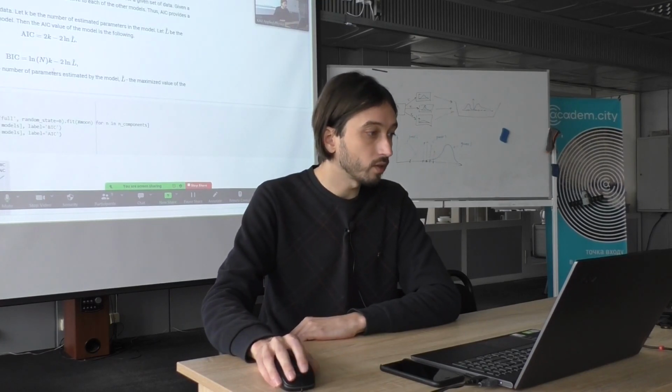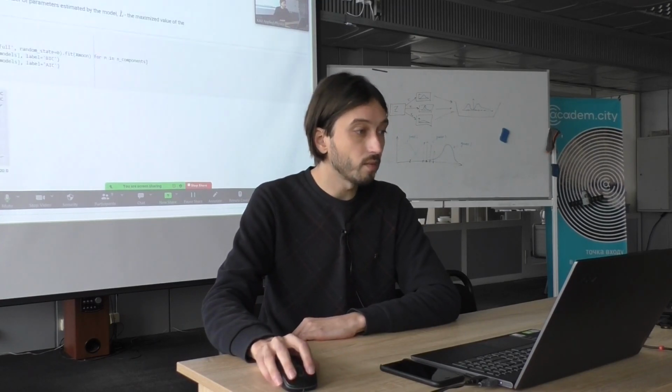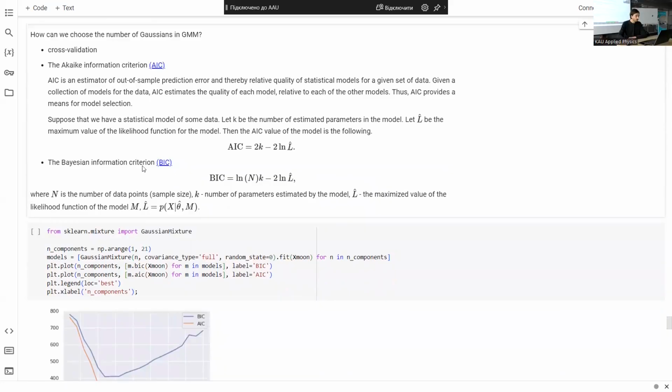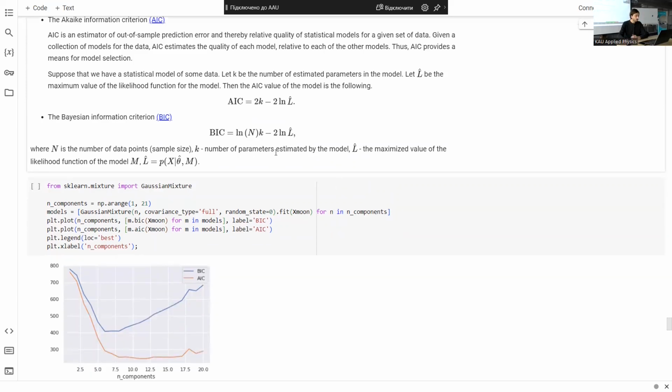And criterion number 2 is the Bayesian information criterion. Here I have links for you, so you can check, for example, Wikipedia for more details. But the idea behind it is the same. Here is an additional parameter n, the number of data points, the size of the sample. And of course, you have k, the number of parameters estimated by the model, and so on and so forth.